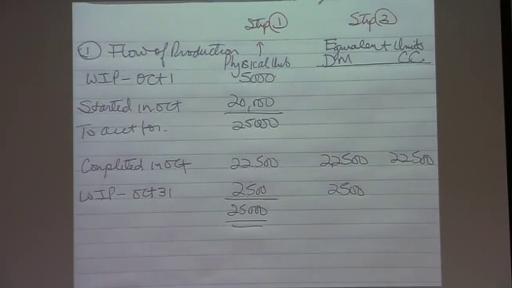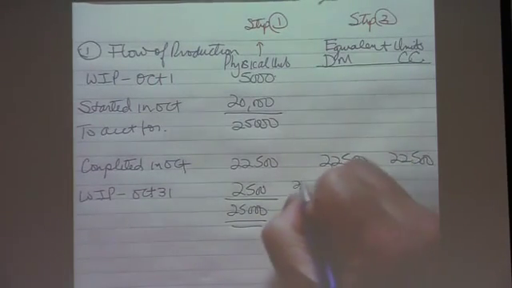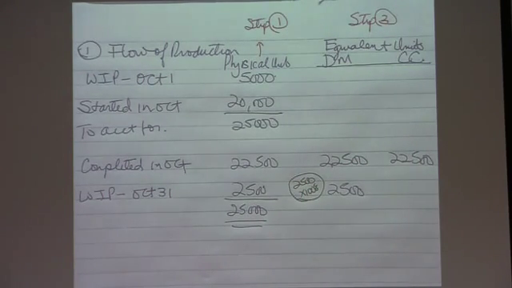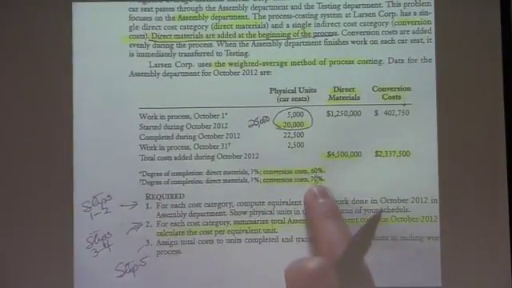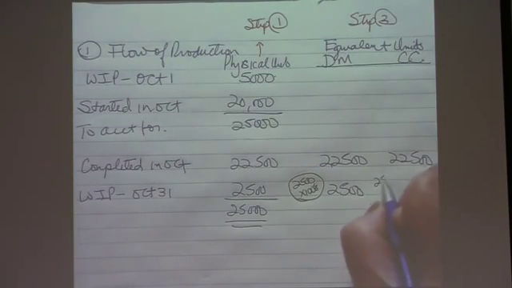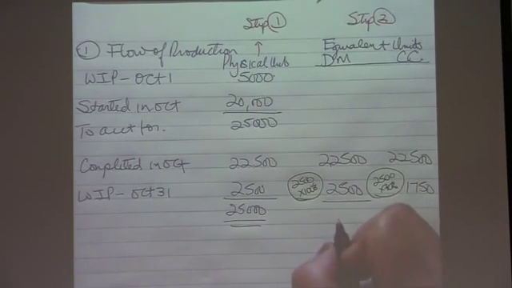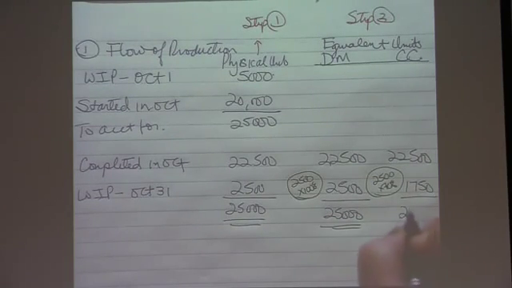So I'm going to write 2,500 times 100%. Now, for the conversion cost, we are told that they are 70% complete. The degree of completion is 70% for those ending work in progress. So it's going to be 2,500 times 70%, and that gives us 1,750. So the equivalent units for raw material is 25,000 and for conversion costs, 24,250.